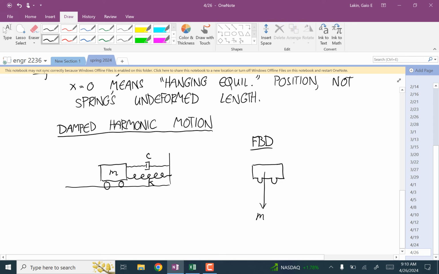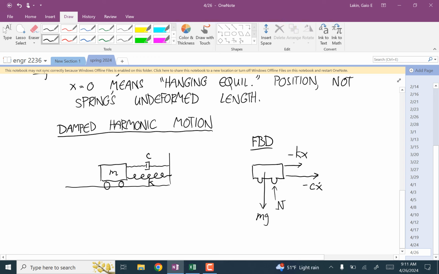We have the weight force, mg, a normal force. These two things aren't really going to matter. And then we have the spring force, that I'm representing like this. And then we have the damping force, like a viscous friction force, that the direction works the same way. This is equal to c times x dot.